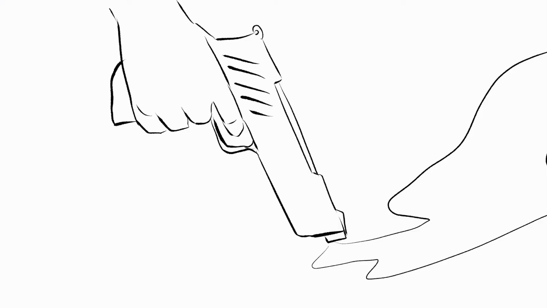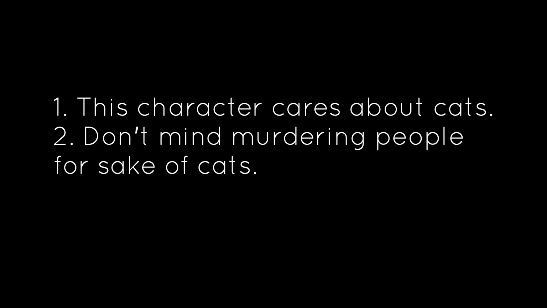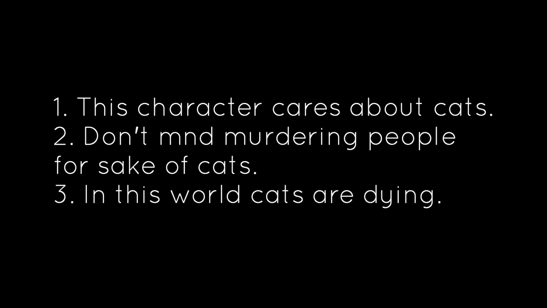For example, you can show them killing someone while saying something like, "It's because of scum like you that the cat population is in danger." This way you can communicate various things to the reader. First, we know that this character really cares about cats, or pretends to care about cats. Second, they don't mind murdering people for the sake of cats. Third, we are apparently in a world where the cats are dying.